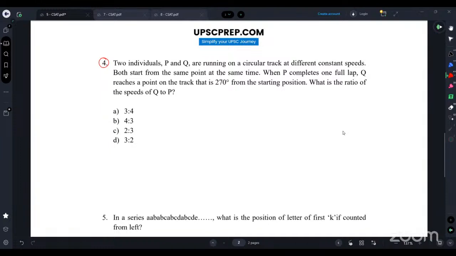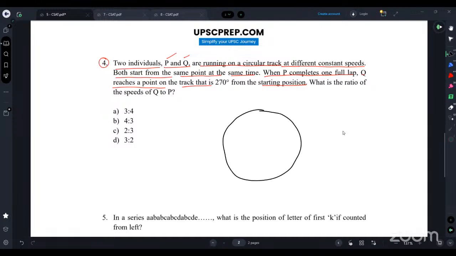Two individuals P and Q are running on a circular track at different constant speeds. Okay, so there are two individuals P and Q. They are running on a circular track at different constant speeds. Both start from the same point at the same time. When P completes one full lap, Q reaches a point on the track that is 270 degrees from the starting position. Okay, so what does this question say, guys?